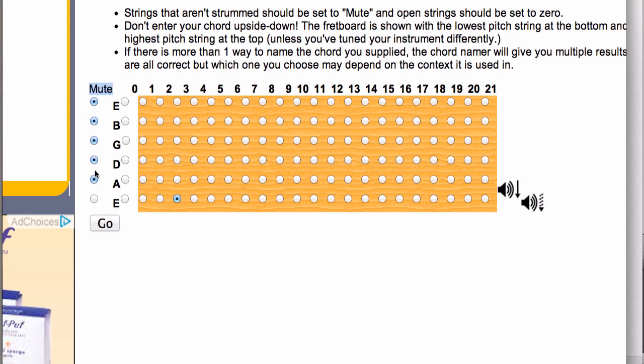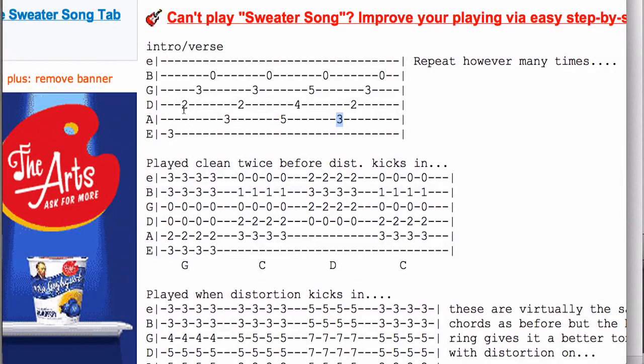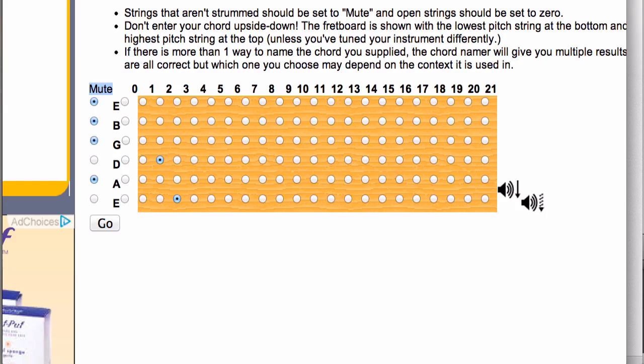See, this left column is mute. This is open string, so that would be wrong. We gotta keep that as a mute. So we had 3, 2, just to check again. 3, 2, 3, 0, nothing.